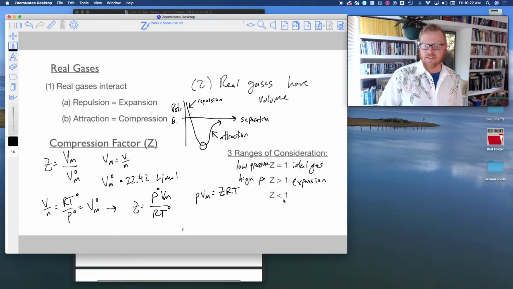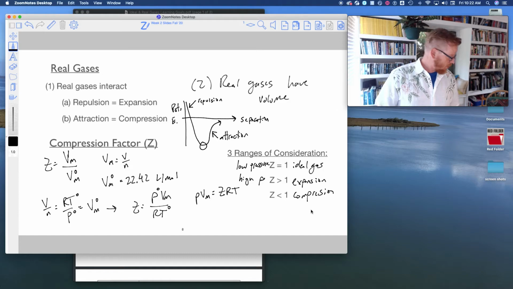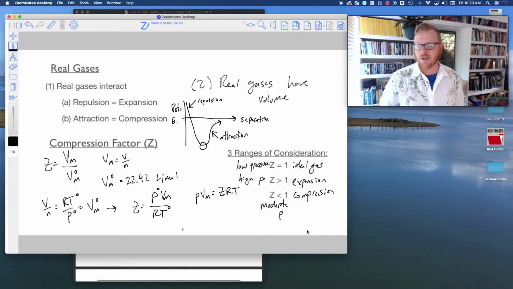And when Z is less than 1, okay, this molar volume right here has to be less than our 22.42 liter a mole. And so that means compression is going on. Okay. And I'm going to call this moderate pressure, kind of somewhere in the middle. And so here attractive forces are dominating.